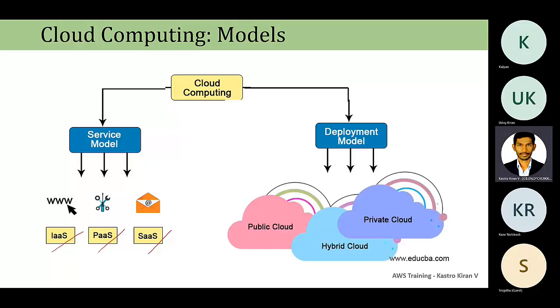In the deployment model, you have three different types. One is public cloud, the second is private cloud, and the next one is hybrid cloud. So let us understand each one of these individually now. First let us talk about the service model, and then we'll go to the deployment model.